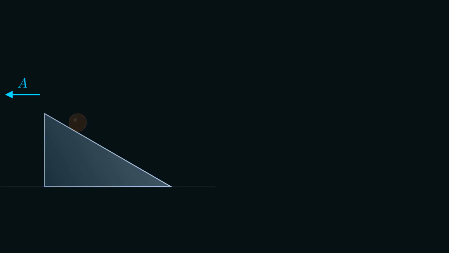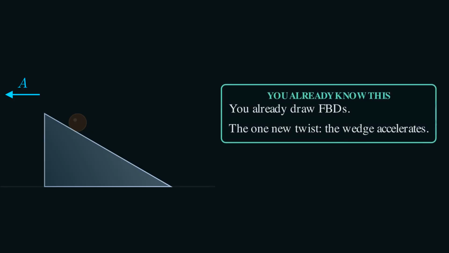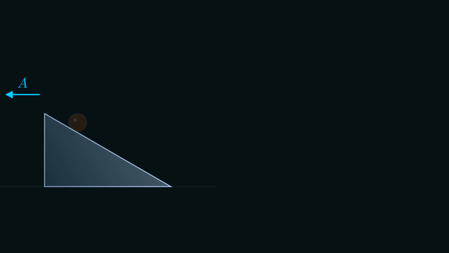Okay, step 1, and don't panic. We always take one body at a time. So first, just the wedge, all by itself, and we draw its free body diagram. You've been drawing free body diagrams since class 11. Same skill. The only new twist here is that the wedge itself is accelerating, so we can't just assume the old answer.